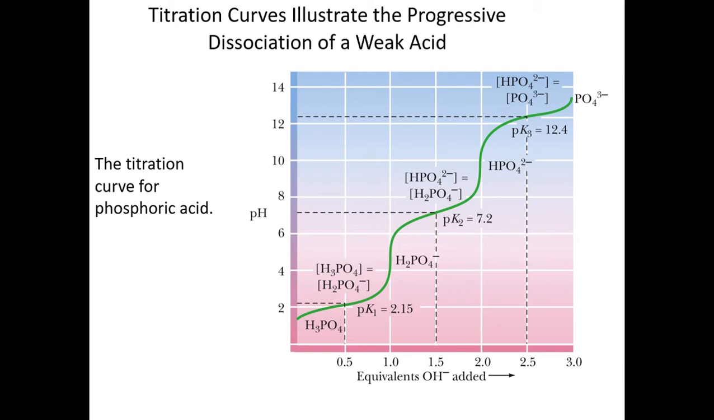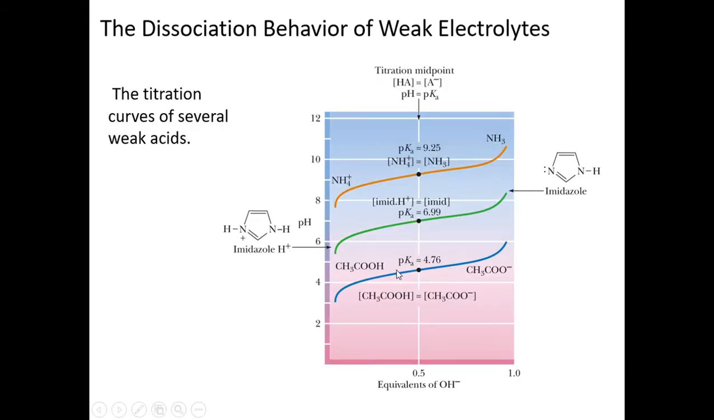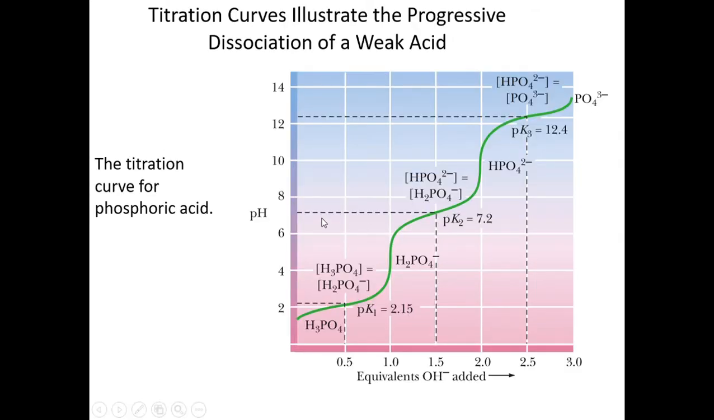Here we're looking at a triprotic acid, phosphoric acid. So this is the titration curve for phosphoric acid. Let me take just a quick flip back here. This is a monoprotic acid. This is the only ionizable hydrogen, so we only have one pKa. However, when we have an acid like phosphoric acid, which has 3 ionizable hydrogens, we are going to have 3 pKa's associated with the titration curve.